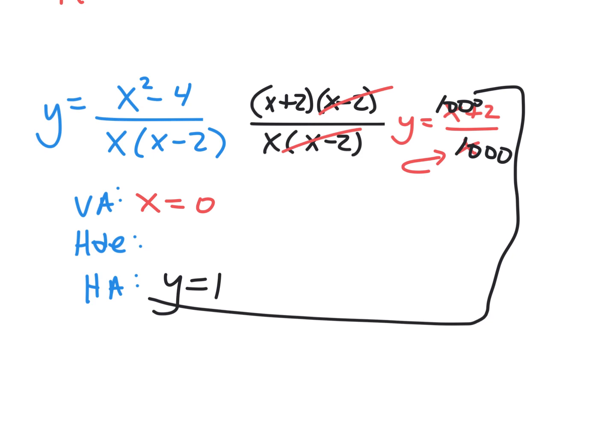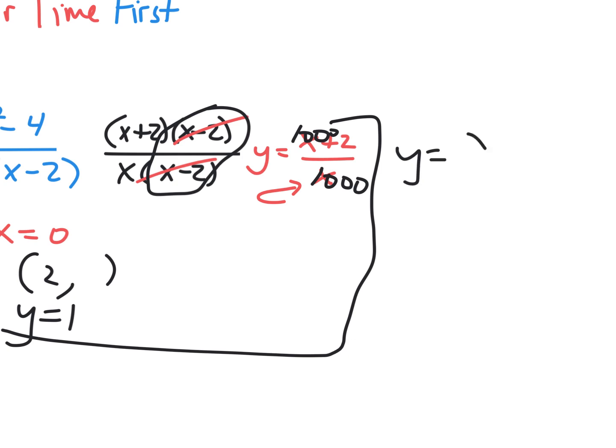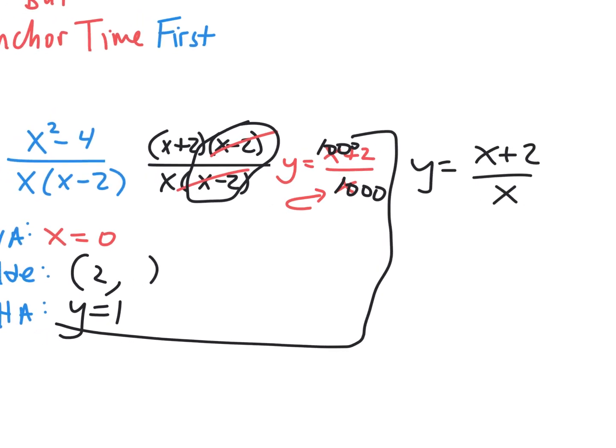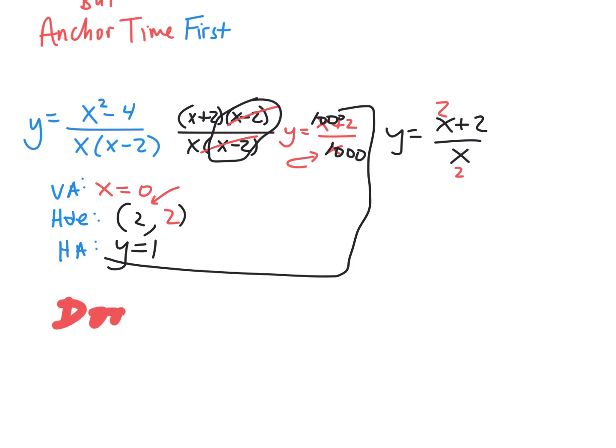All right, the hole comes from this. And I think you all know that 2 is part of the hole, but do you know the rest? 2 comma what? Well, this thing helps me figure out what the hole is. This simplified equation at the end, x plus 2 over x. And the hole, when I put in 2, gives me 4 over 2, which is 2. 2 comma 2, raise your hand if you got that one right. Cool.